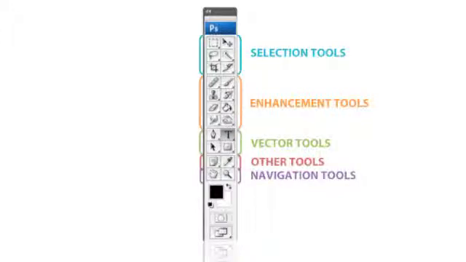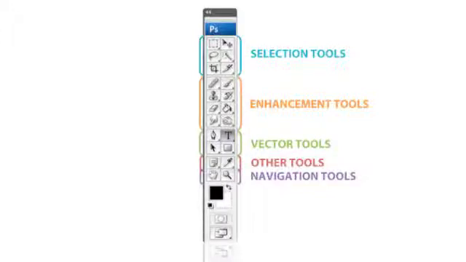Starting at the top in teal, you'll notice the first 6 tools are your selection tools. Below that in orange, we have our enhancement tools. Beneath that in green are vector tools. Beneath that are some of the other tools that don't really fit into any of the other categories, so Photoshop calls them your other tools. And right below that in purple are your navigation tools.